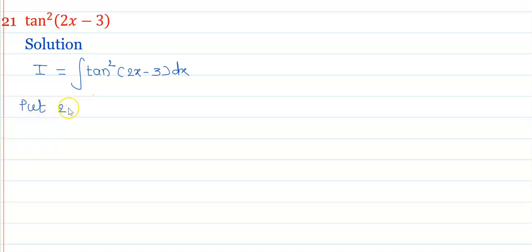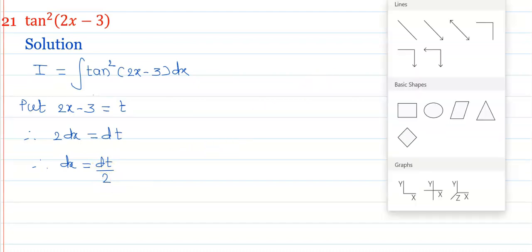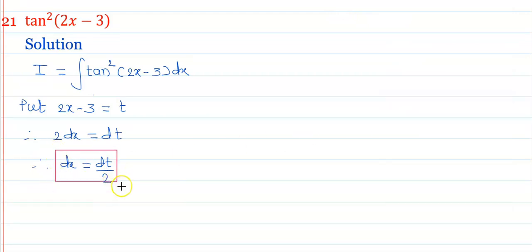Put 2x minus 3 is equal to t, and therefore 2 dx is equal to dt, and hence dx is equal to dt upon 2. This is important first.